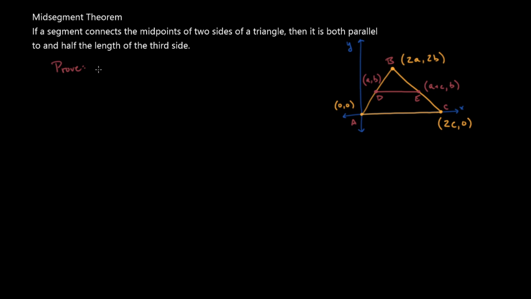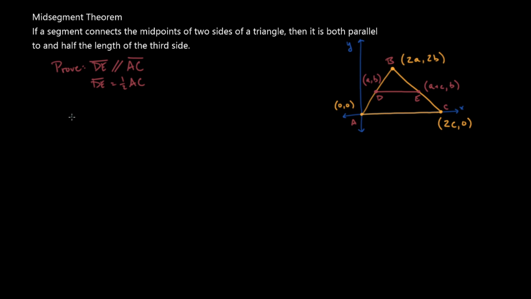I'm trying to prove that DE is parallel to AC and that DE is half the length of AC. These are the two things I'm trying to prove, and I'm going to work through those now. Let's start with the parallel part. How do I show that two things are parallel? I can show two things are parallel just by talking about their slopes. If they have the same slope, then I'm good. So let's go ahead and find that.